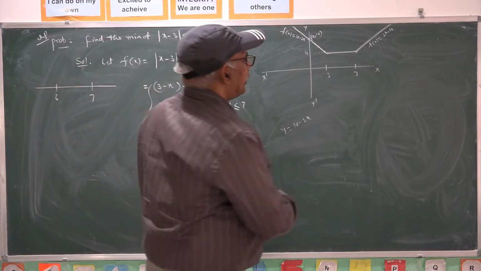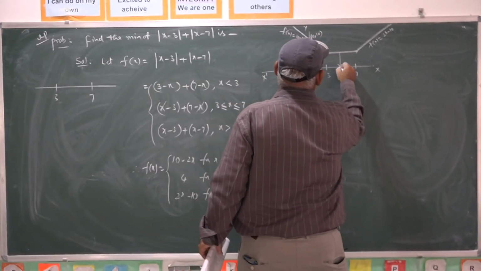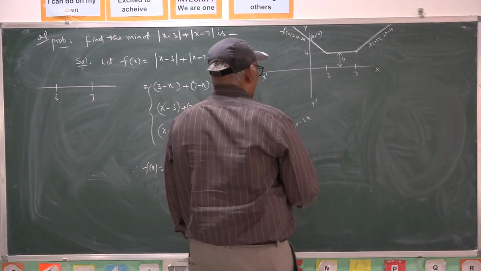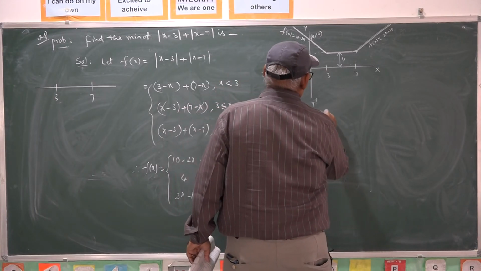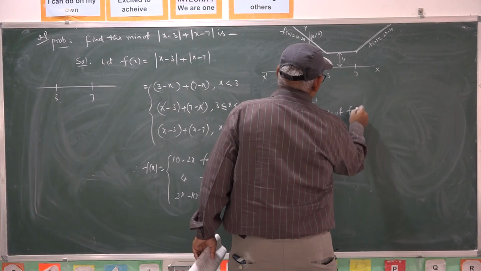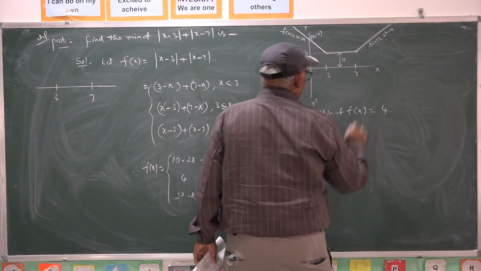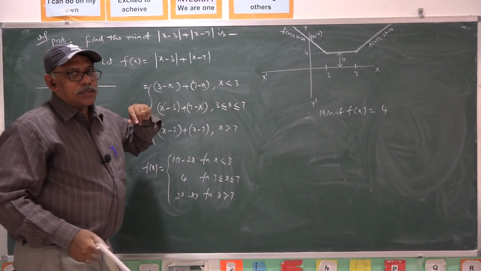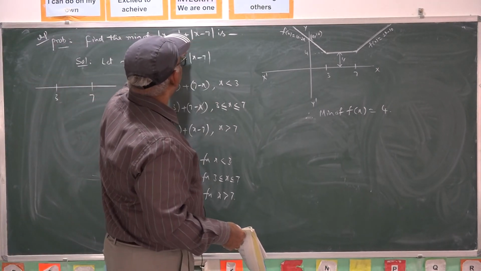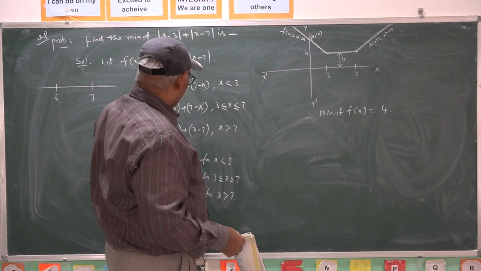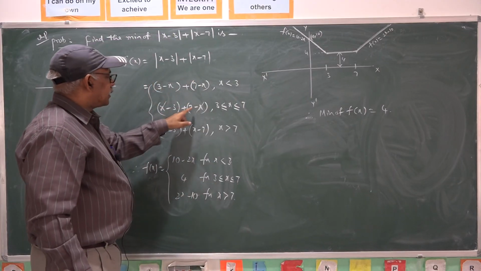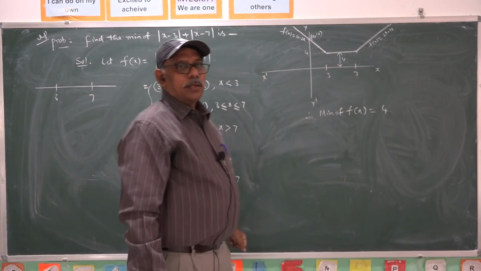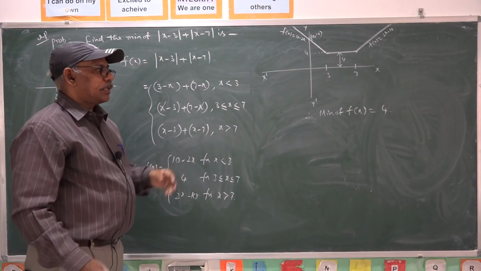What is the minimum value here? The minimum value is here, 4 itself. So the minimum of f(x) is 4 itself. The importance of this problem is that the minimum value is obtained simply as the difference of these two, 7 minus 3 itself. The difference of these two gives us the minimum value. You can straight away apply it in such a way.